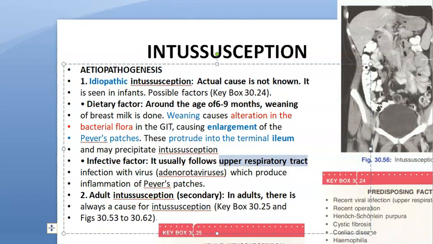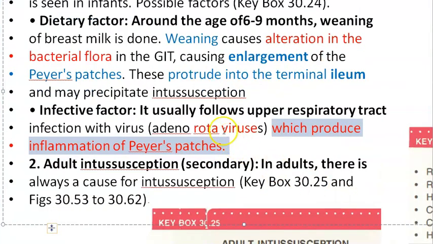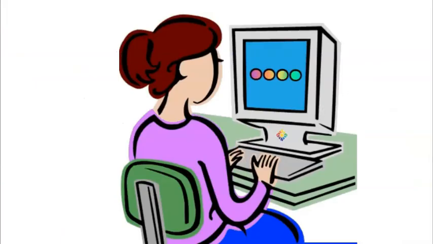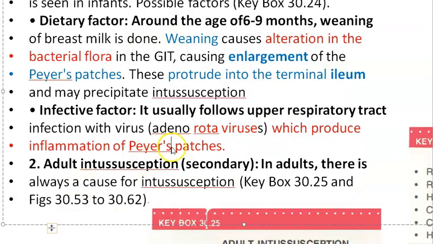Infective factor. After an upper respiratory tract infection with a virus, that is the rotavirus, don't forget rotavirus, it'll produce inflammation of the Peyer's patch. Okay. Guys, one more thing you should understand, it is not just rotavirus which produces the inflammation of the Peyer's patch and causes the intussusception. Even when you take rota vaccination, some rota vaccinations have caused death due to intussusception. That's why they stopped those varieties of rota vaccination. Okay, so rota vaccination and rotavirus, both of these can cause intussusception. What does rotavirus cause? It causes diarrhea, isn't it?